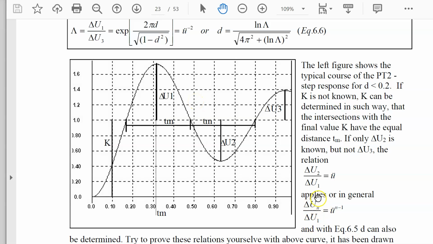So in general, we can say if you have very small damping, calculate the ratio between the delta index n divided by delta index 1. This ratio is then U to the power of n minus 1. So this is a good way for very small damping to calculate exact, very accurate values of the damping factor D. Just very interesting curves. In my past, I have really calculated these values, and I want to see this. It's really exact results without any approximations.